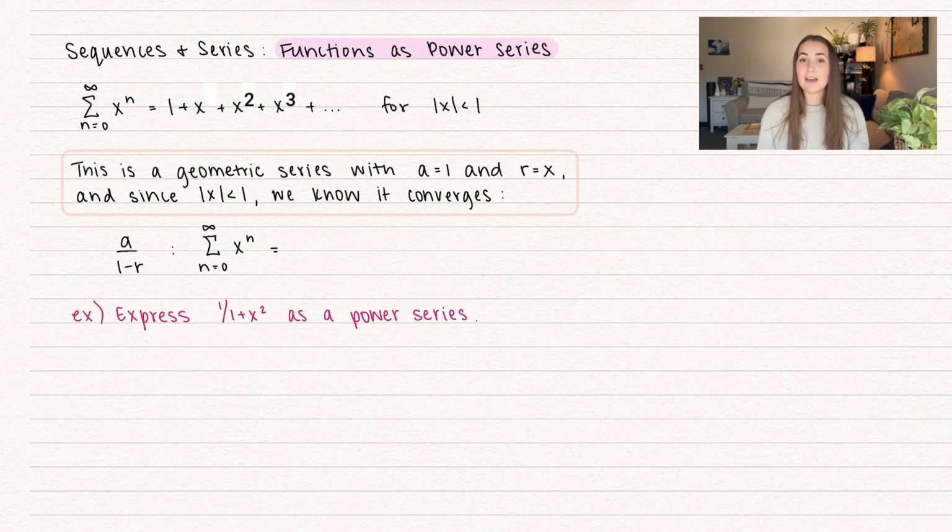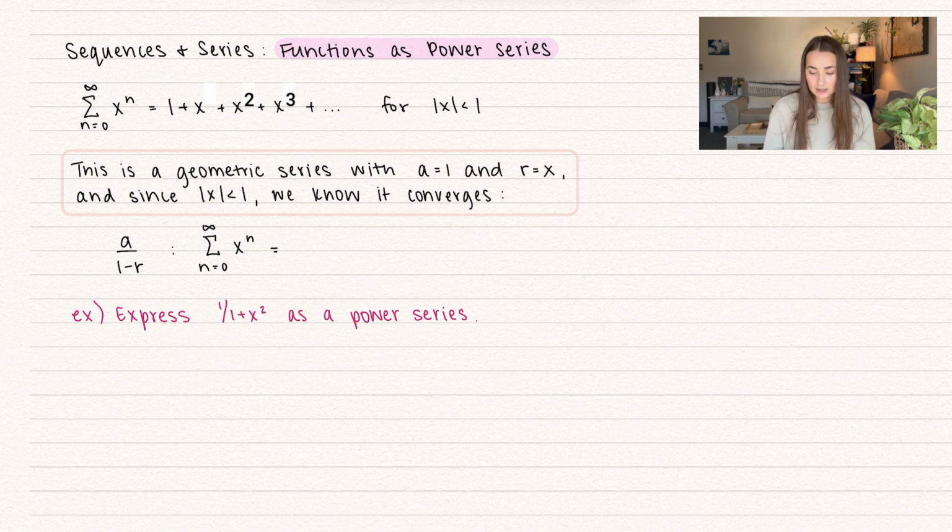Here we would have a geometric series, right? In this case, our common ratio r is just going to be equal to x, which is why we have to have x values less than 1. So in this case, a, the initial value, is equal to 1, and our common ratio r is equal to x. Since x is absolutely less than 1, we know that the series is going to converge, right? That's the rules of a geometric series.